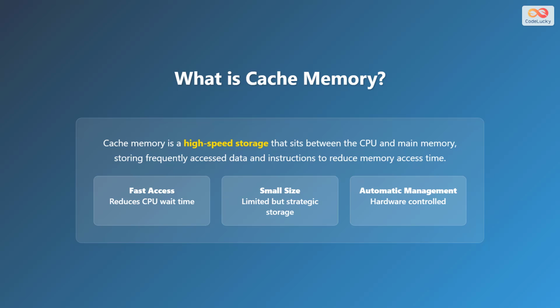Think of it as a quick access storage for the CPU. It reduces CPU wait time with its fast access. It has a small size, which means limited but strategic storage. The management of the cache is handled automatically by hardware.